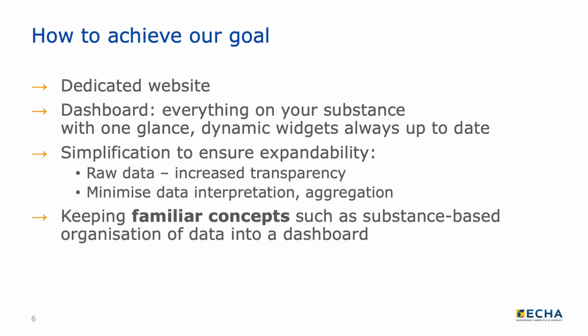To achieve our goal, we will develop the new data availability system in its own website. The information on substances will be displayed via dashboards, which contain widgets. The information about the substance will be available at one glance, and the widget content will be dynamically updated. We aim to have an expandable system. For this purpose, we will publish raw data, increasing transparency, but we will also minimize data interpretation and aggregation. Finally, the concepts will be kept familiar, such as the substance-based structure of data in a dashboard. In the next slides, I will guide you through a few examples of our data availability prototype.